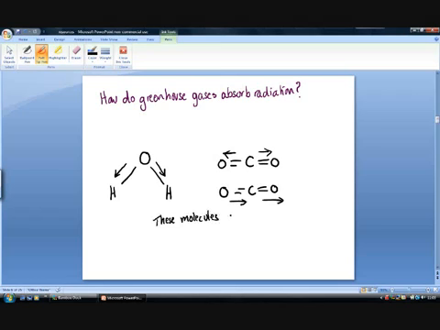So to summarize then, these molecules absorb infrared radiation by stretching and vibrating.